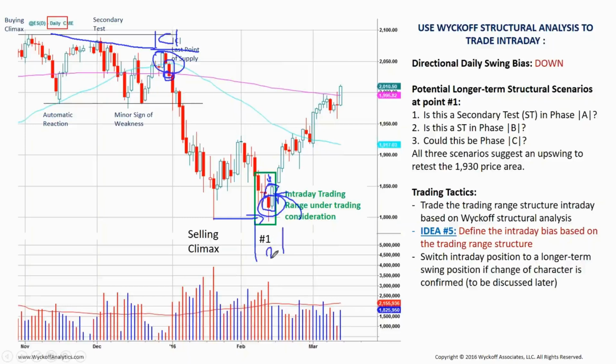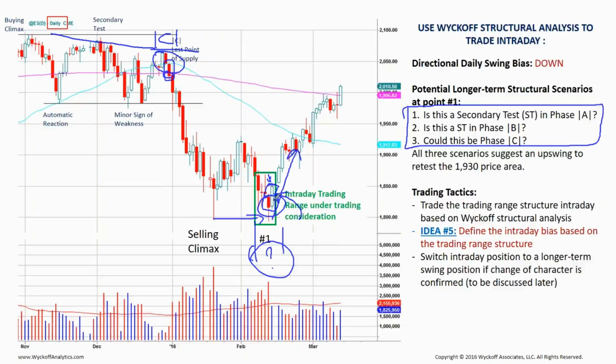Here, I was making a mistake in terms of what phase it was, but I was not making a mistake in terms of what kind of swing I'm going to anticipate here. So I might be wrong in my structural analysis, or I might be confused with it, but I know what kind of swing I'm going to expect, and that's what you're going to use as a trader.